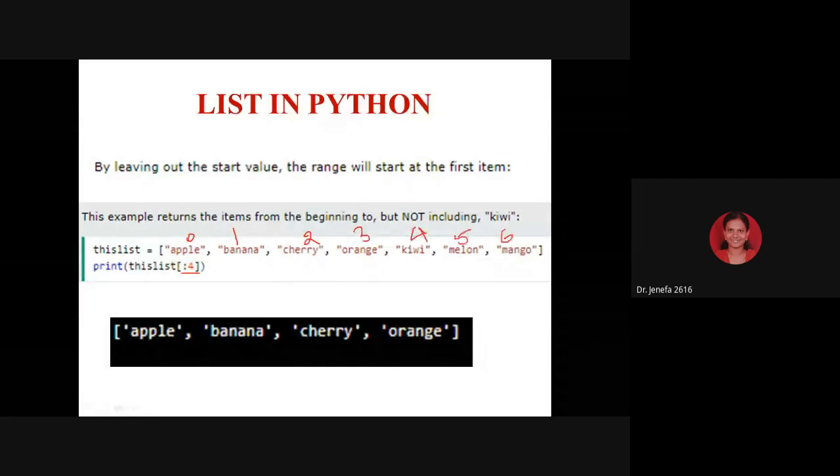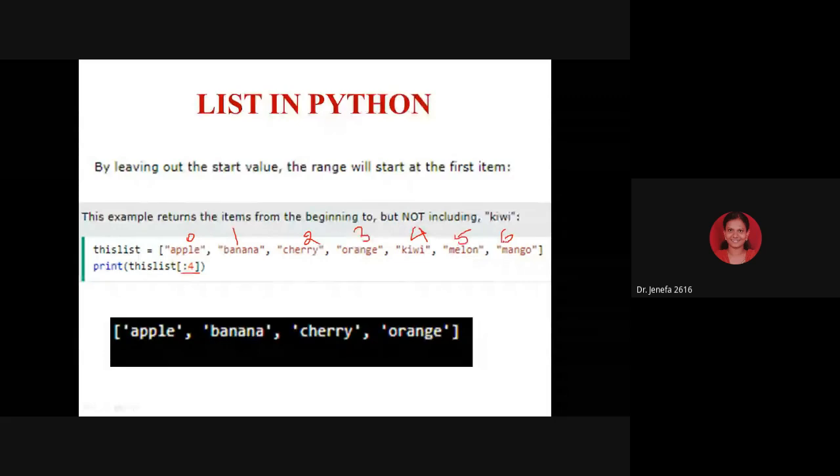See, if the final value is given, the data items will be printed up to final value minus 1 only. If it is not given, then it will be printed up to the end. If it is given, all the values will be printed from the starting value to the final value minus 1. So this is how range of indexes works in Python code.